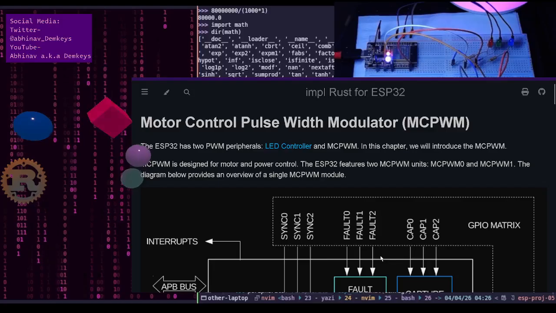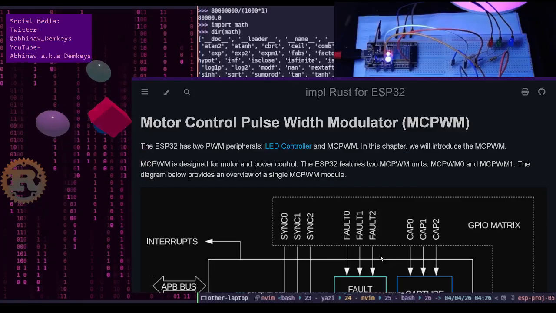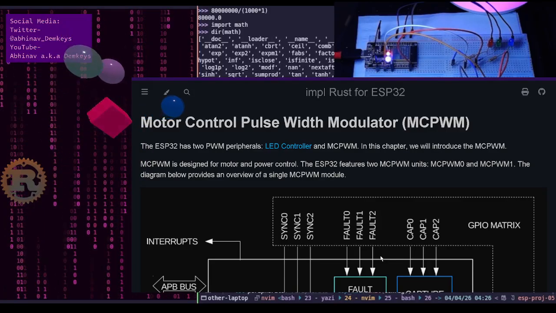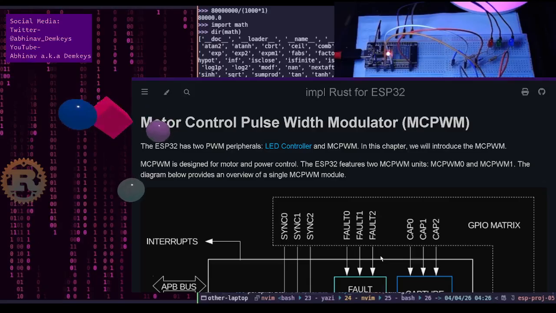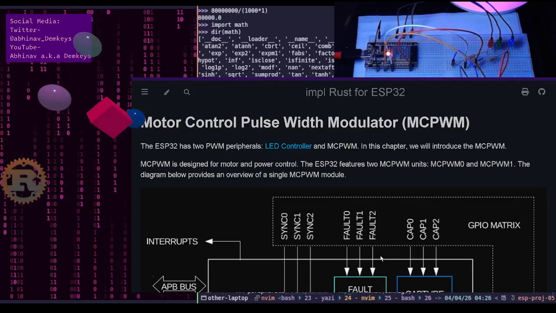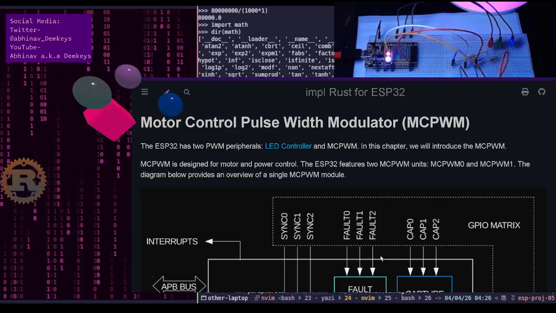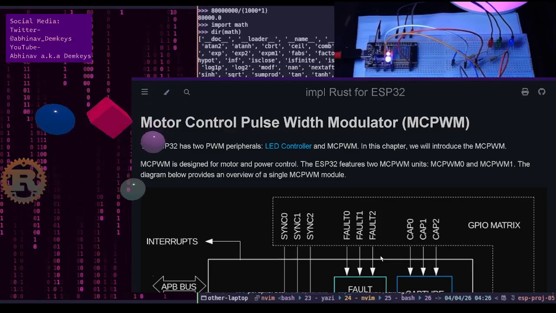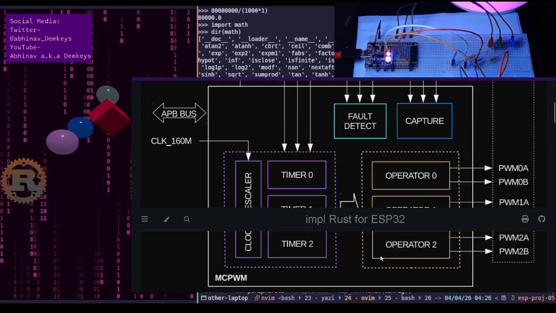All right, then we have the motor control pulse width modulator, MCPWM. The ESP32 has two PWM peripherals, the LED controller and MCPWM. In this chapter, we will introduce the MCPWM. Okay, all right.